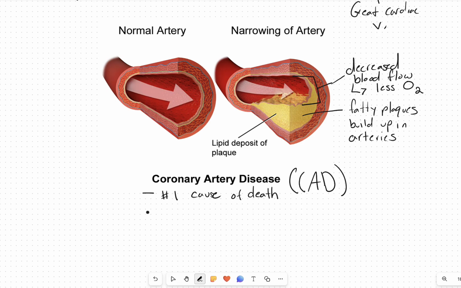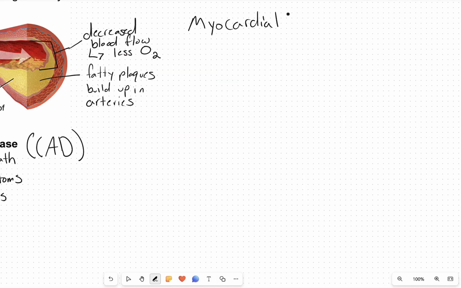Coronary artery disease typically also does not have symptoms. You can't tell from the outside that you're developing CAD. Most of the time, people don't have symptoms of this. The only symptom that is common is called angina pectoris, which is pain in the chest. So coronary artery disease can cause a myocardial infarction or a heart attack.